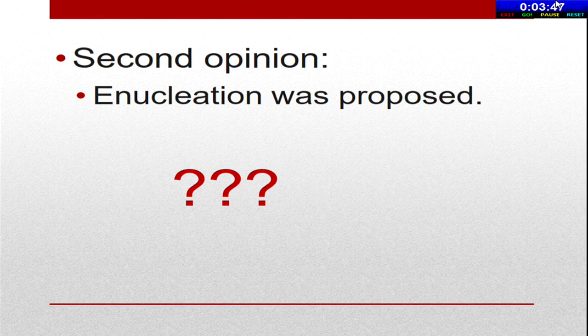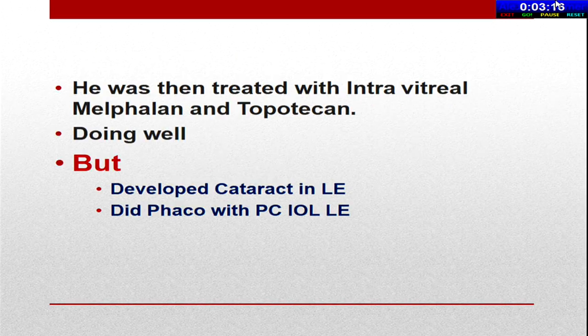At that time in Bangladesh, we had one Australian ocular oncologist, and we discussed the case with him. He proposed enucleation, but with visual acuity 6/9. Though it is a cancer patient, retinoblastoma, we are also thinking about visual rehabilitation. As the patient had 6/9 vision, I couldn't agree with enucleation. So what next? As I have networking with Center for Sight, I referred this case to Dr. Santosh Honavar. And he was then treated with intravitreal melphalan and topotecan, and he did well.